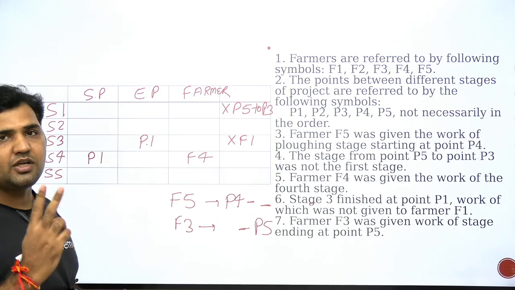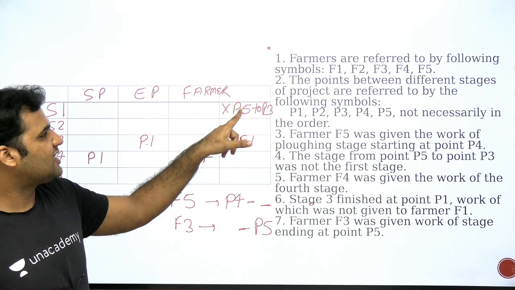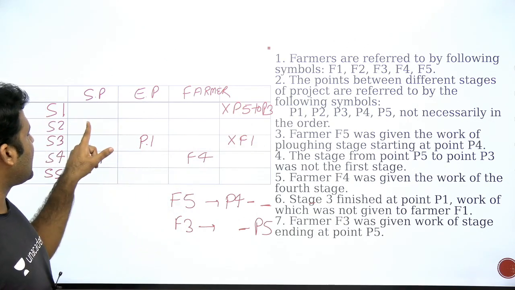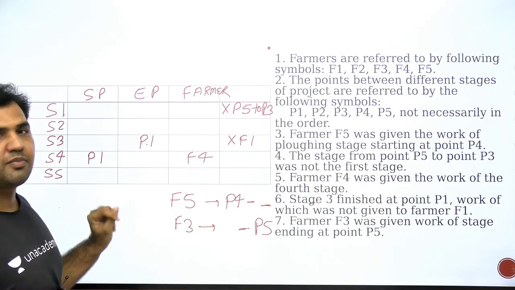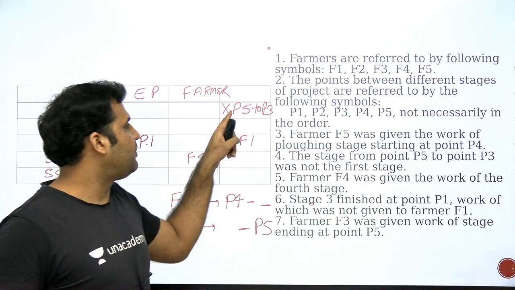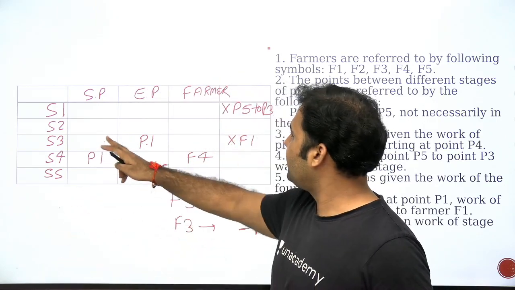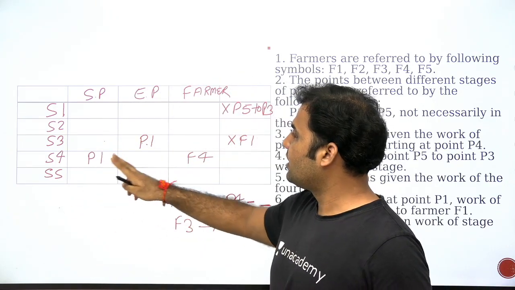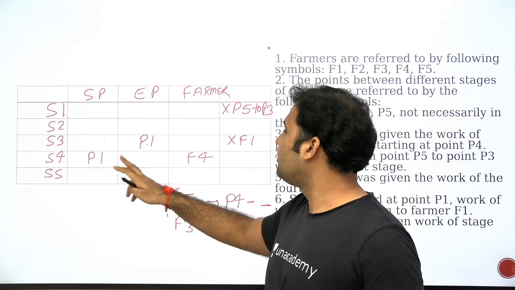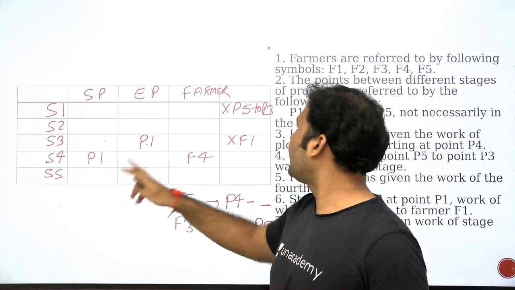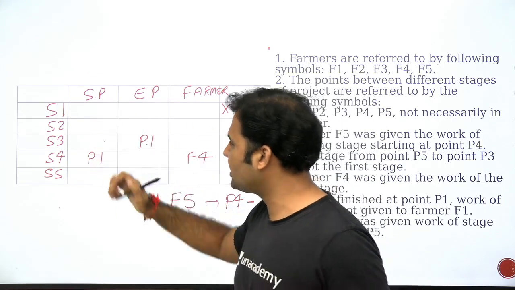So we have only two options to place P5 to P3, either as stage 2 or as stage 5. How would you get to know P5 to P3 is stage 2 or stage 5? 3 cannot be P5 to P3 because it's ending at P1. 4 cannot be P5 to P3 because it is starting at P1. So P5 to P3 is either stage 2 or stage 5.